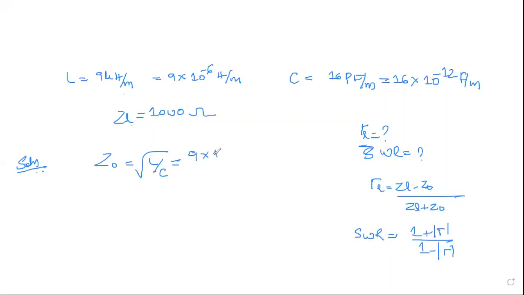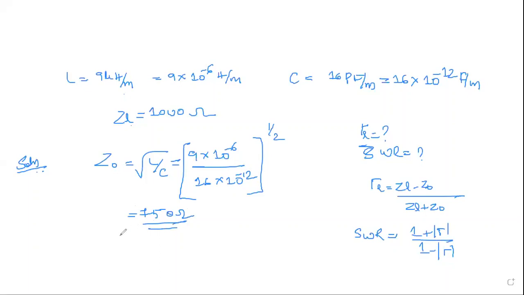Substitute and do it fast. So this will be 9 into 10 to the power minus 6 divided by 16 into 10 to the power minus 12. 750 ohms. Yeah, 750 ohms. That's right. Characteristic impedance, you will get 750 ohms. Now find out what is reflection coefficient. ZL, what you get is 1000. Z0 is 750. Divide by 1000 plus 750.